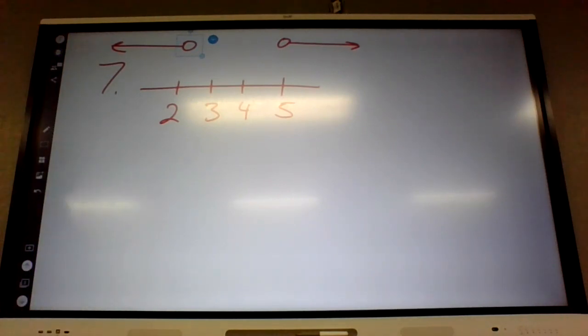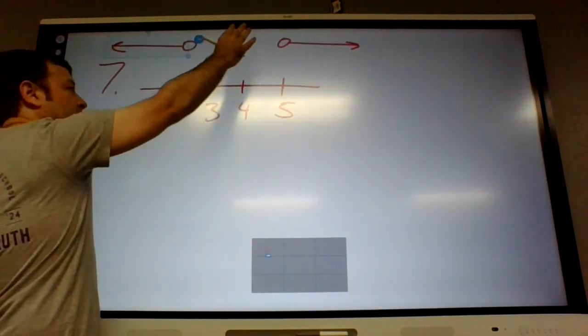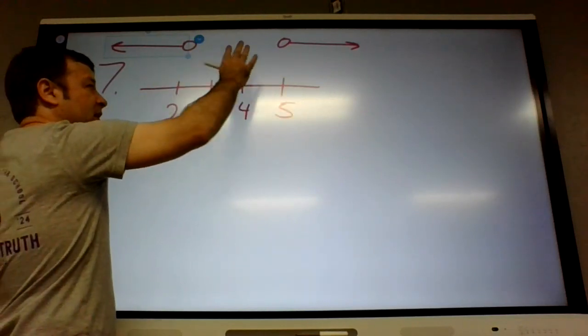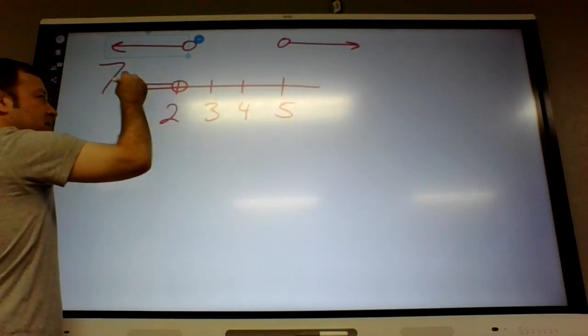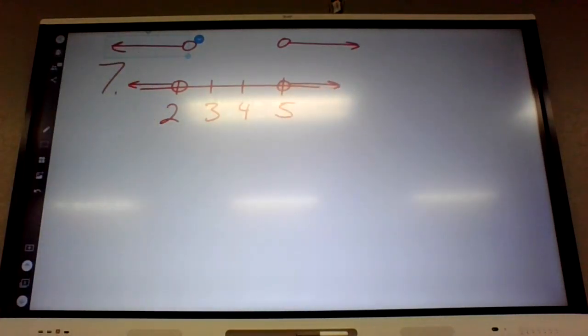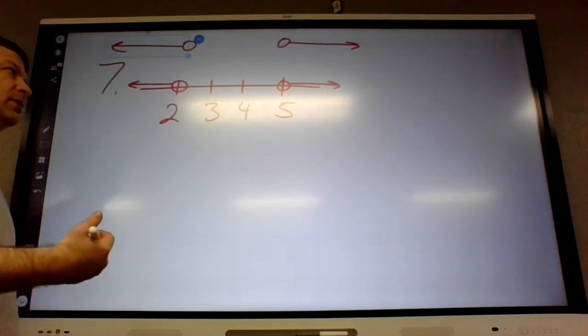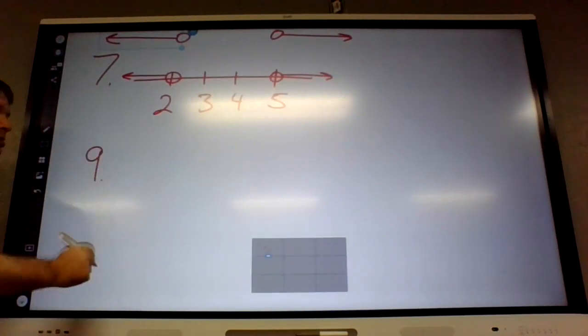If it's an or statement, what are we going to use? No, that was yesterday. If it's this or this, it's okay that they're separate. Whatever is covered by either of them is part of the solution. So it's basically just going to be the same thing. It's all the numbers less than 2 or greater than 5. It's okay that there's nothing in common there. Number 9.